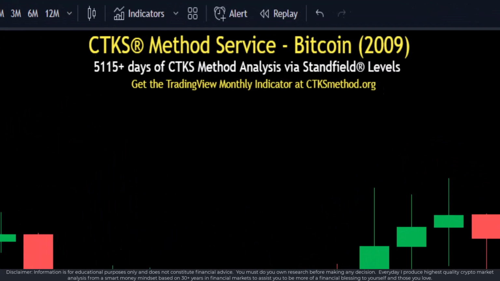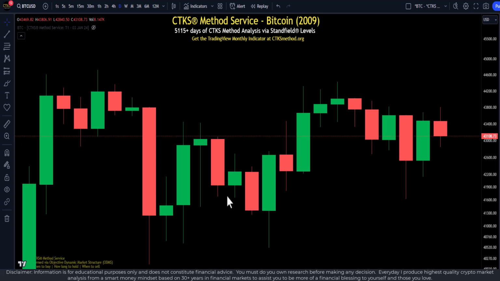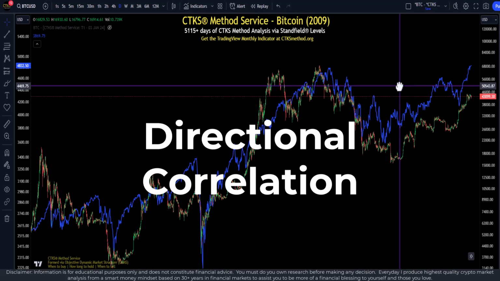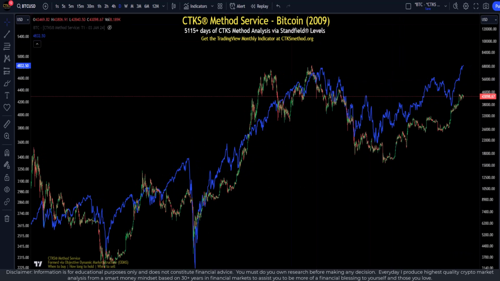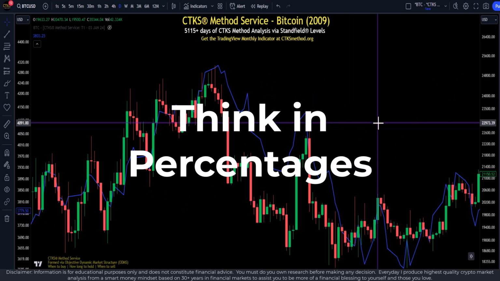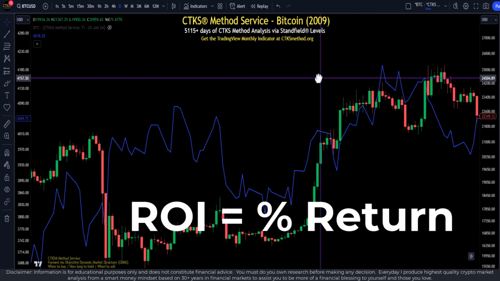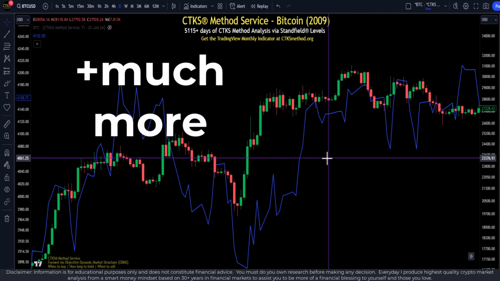I'm going to explain why it's so vitally important to keep your eye on Bitcoin, as well as the S&P 500. I'll talk about directional correlation, why it's so incredibly important to understand. We'll also talk about the role of percentages. I'll help you to think in terms of percentages because when you do so, you'll see things that you just didn't ever see before. It will be incredible. Let's run the numbers.